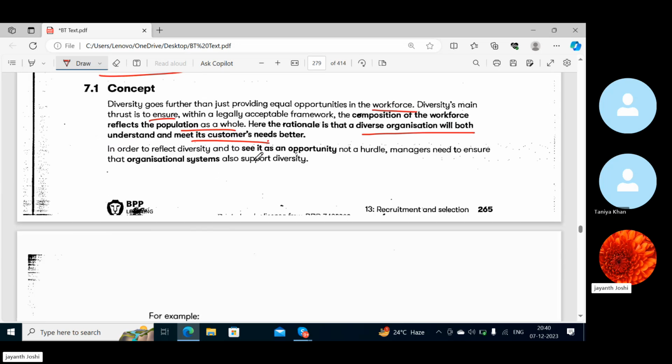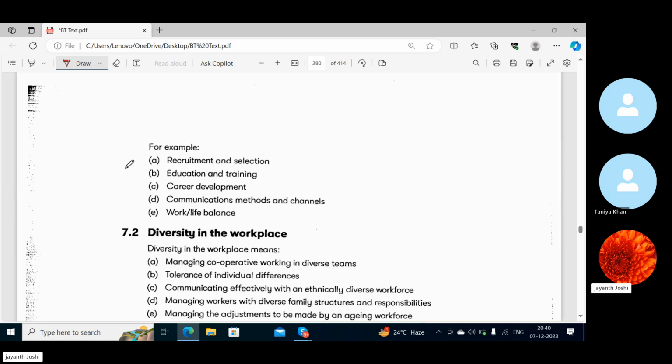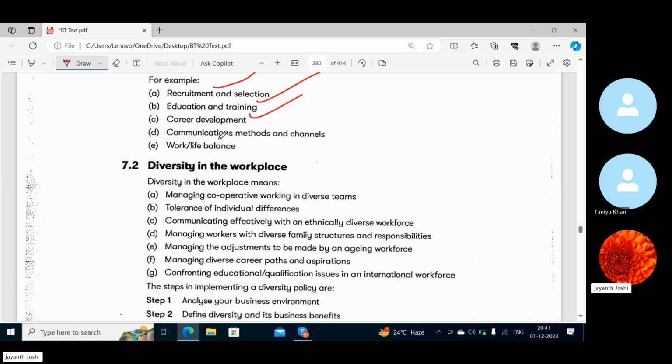In order to reflect diversity and to see it as an opportunity, not a hurdle, managers need to ensure that organizational systems also support diversity. It's not only you implementing it, but everyone should also digest it. For example, people from any background should be open for recruitment and selection, education and training, career development, communication methods and channels, and work-life balance.